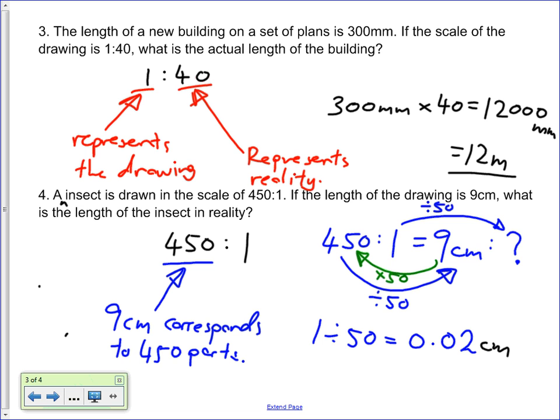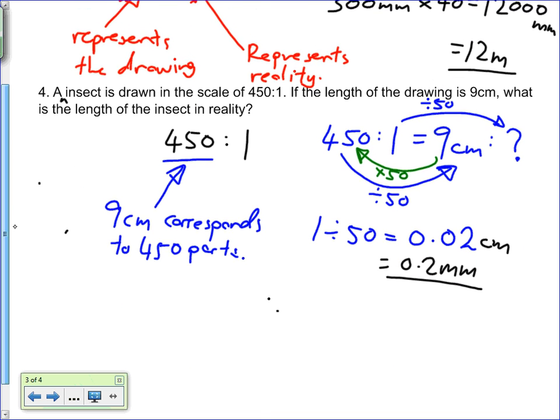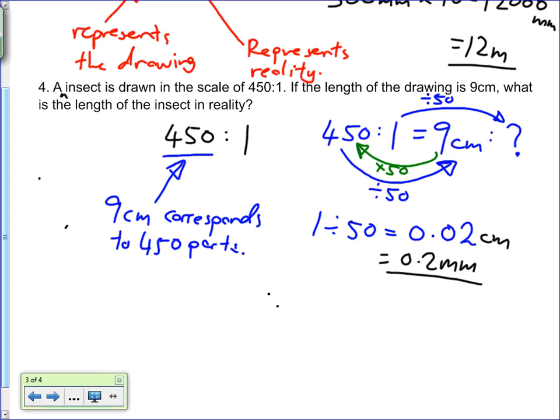which is equal to 0.2 millimeters. Alright, so that's the way that we figure out for this. So the idea is, it's equivalent ratios, equivalent fractions. We're saying 450 to 1, the 9 centimeters corresponds to the 450. How do I get from 450 to 9? Well, I have to divide it by 50. So then I have to divide the 1 by 50, and I find the other part of the ratio. Alright, any questions?